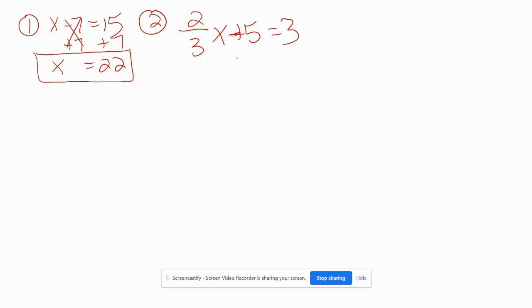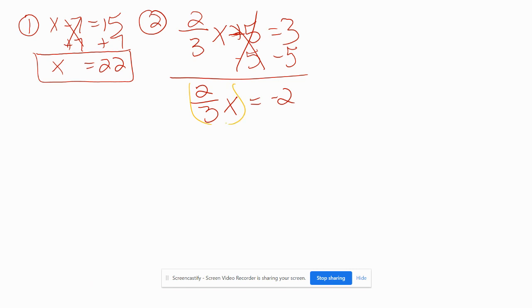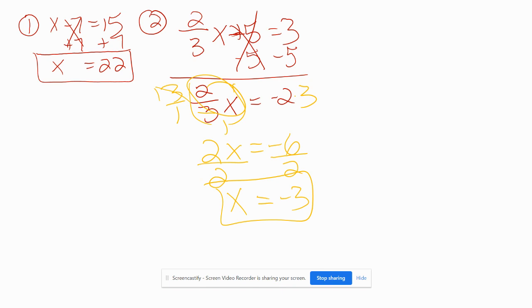All right, the opposite of adding 5 is subtracting 5. So we have 2 divided by 3 times x. This adds to 0, is negative 2. The opposite of dividing by 3 is multiplying by 3 on both sides. These reduce to 1, so I'm left with 2x. Negative 2 times 3 is negative 6. The opposite of multiplying by 2 is dividing by 2. 2 over 2 reduces to 1, so we have 1x. And negative 6 divided by 2 is negative 3.